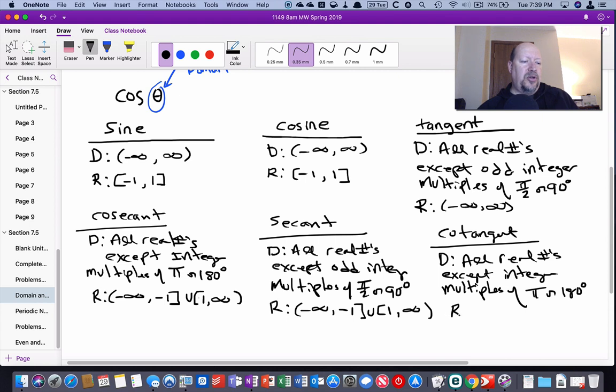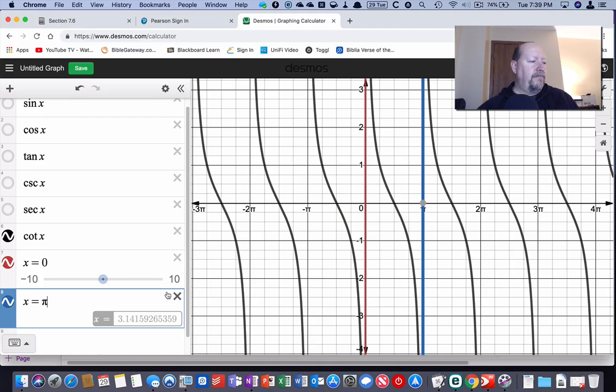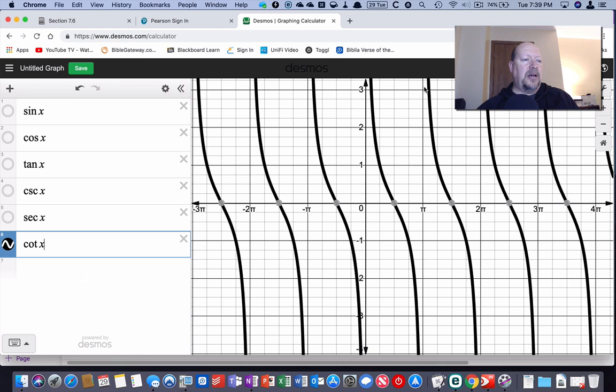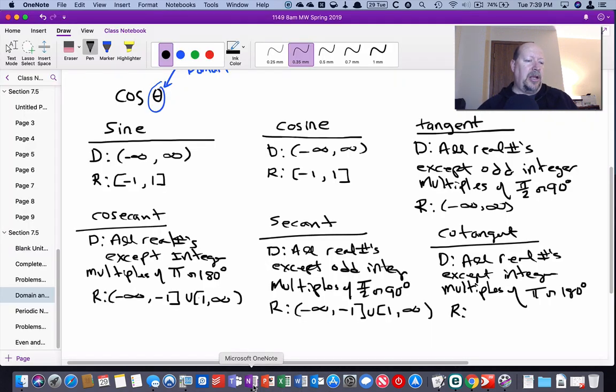And then the range, same as the tangent, as you can see, because these graphs, get rid of those vertical lines there. The upper part of the cotangent function goes up forever, as well as the lower parts here, they go down forever. So negative infinity to infinity would be the range there.